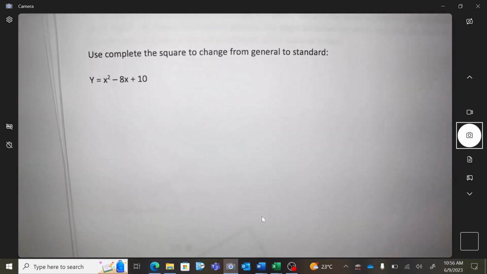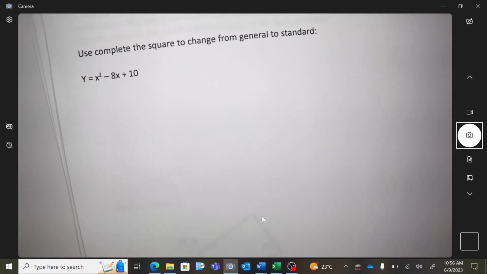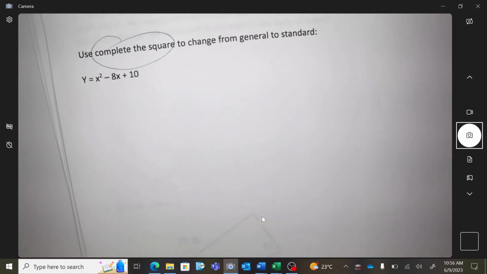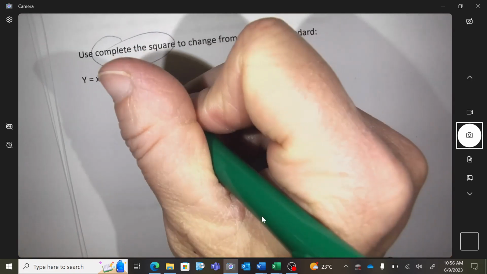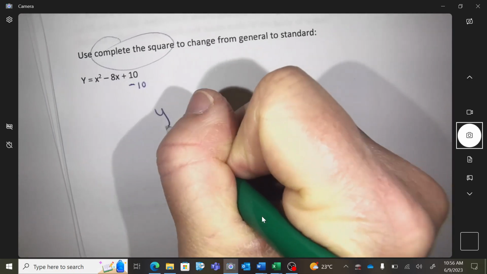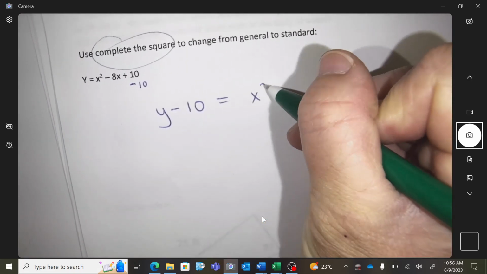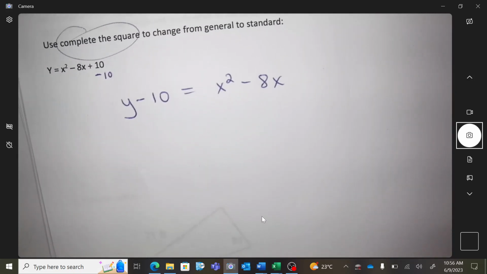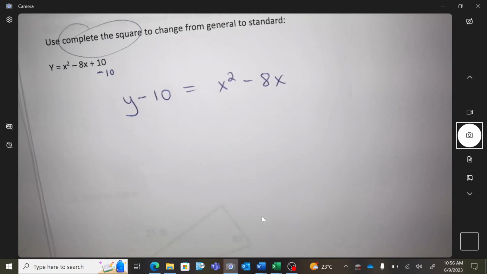Okay, one more question and I'm done. I'm going to skip one. I'm going to just do this one. Okay, complete the square. Process on the exam. It's on there. Ready? First step, get this out of there. Get the last number out of there.